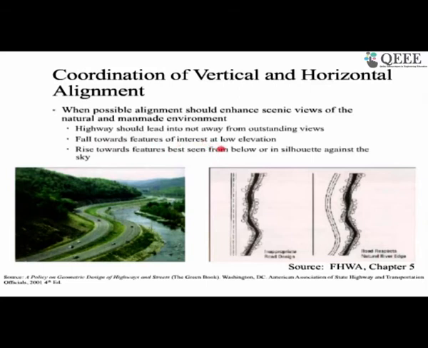of interest at low elevation and rise towards features best seen from below or in silhouette against the sky. Things which you like to see against the sky, like the mountains, at that point, if you have an upward gradient, that is quite good. And if you want to see a river which is down there in the valley, then if you put a descending gradient, that is quite good.